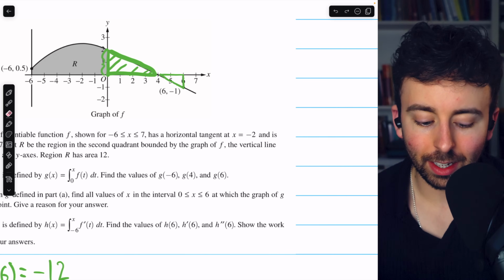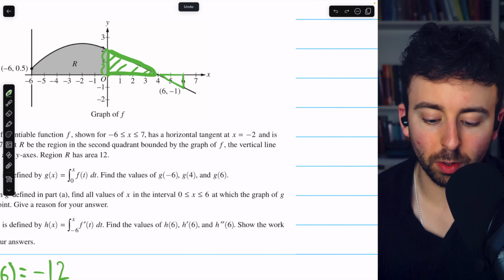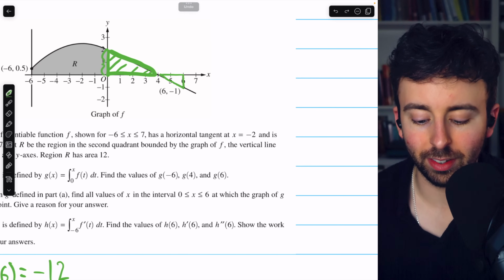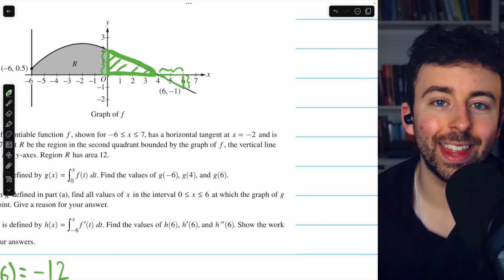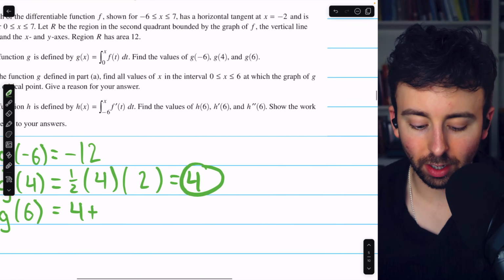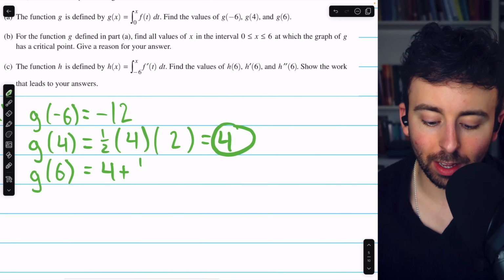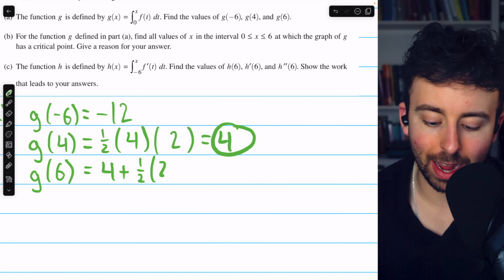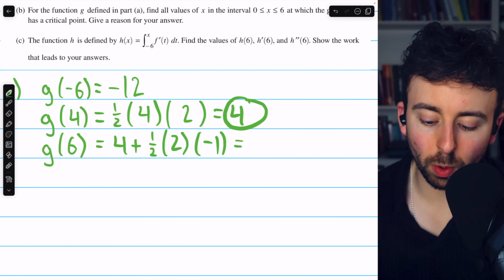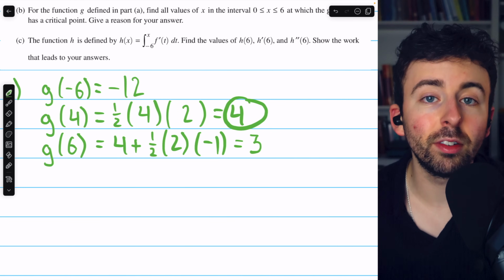We already did the area from 0 to 4, so now we're just going to add the area from 4 to 6. The base of this triangle is 2 from 4 to 6, and the height we see is -1, which is why the area will be negative. So this is going to be 4 plus 1/2 times the base of 2 times the height of -1. So this is 4 minus 1, which is 3. That is g of 6.